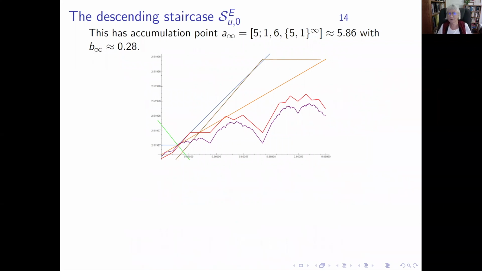So I want to explain what this is. This is our first staircase that we found, SEU0. It's a descending staircase. Here's its accumulation point. It's built on this 5,1 again, and the accumulation point is 5.86 roughly. The B is less than a third. And then we have this glorious picture, which, let me explain what its ingredients are.